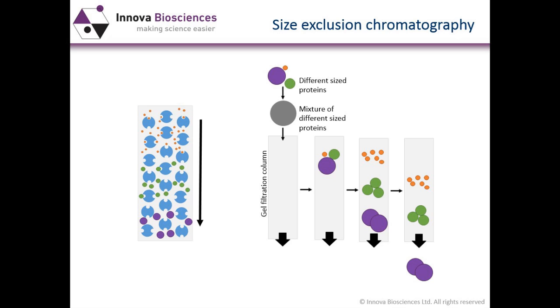If you look at this on the right-hand side, you'll see the three added to a column at the same time. Purple moves through most quickly, then green, and then red. And if you're collecting those off of the end of the column, you can get a very good separation of these proteins based on their different sizes.